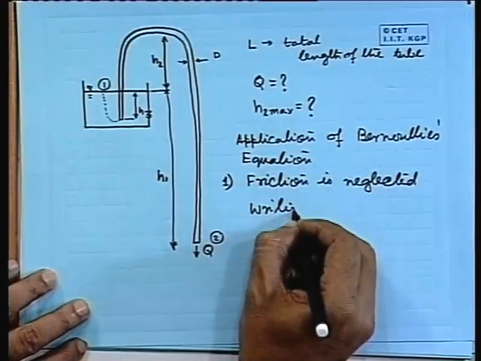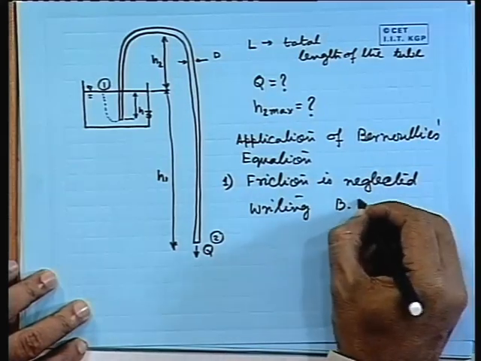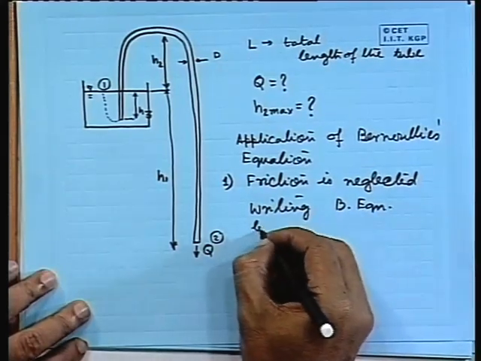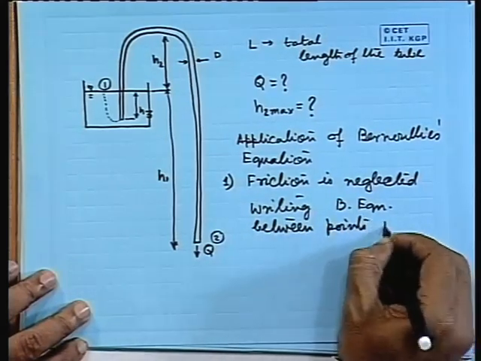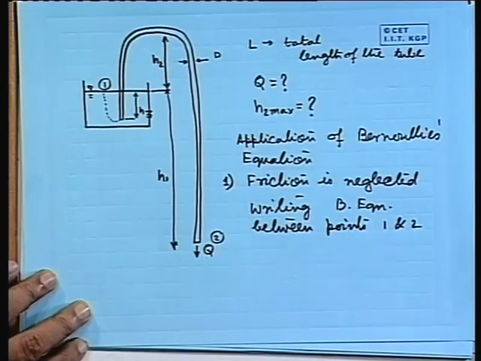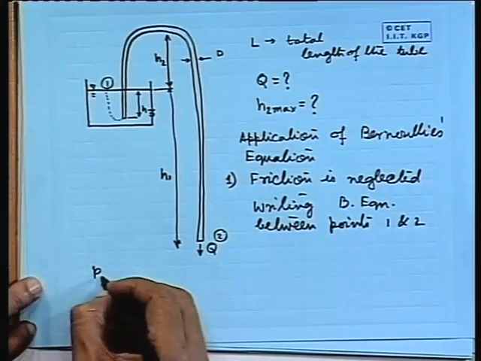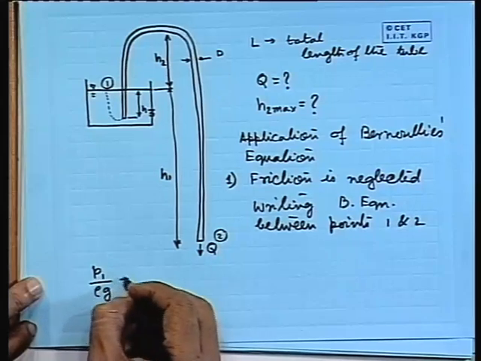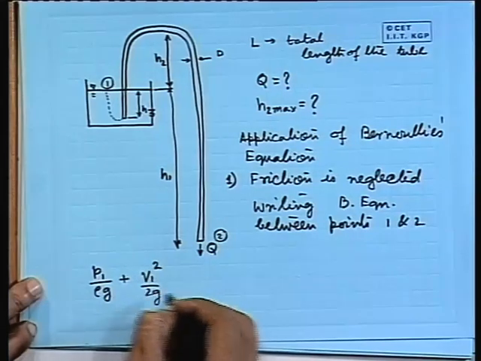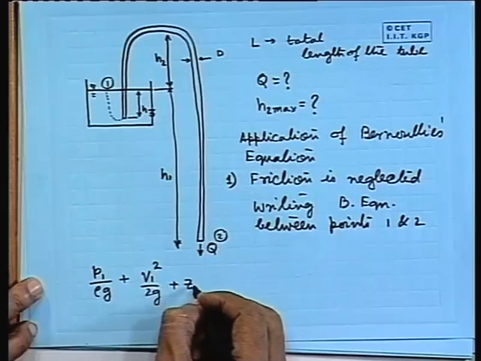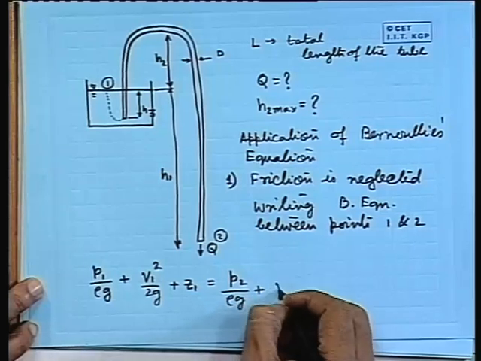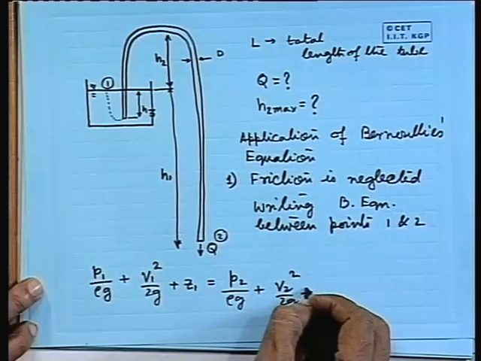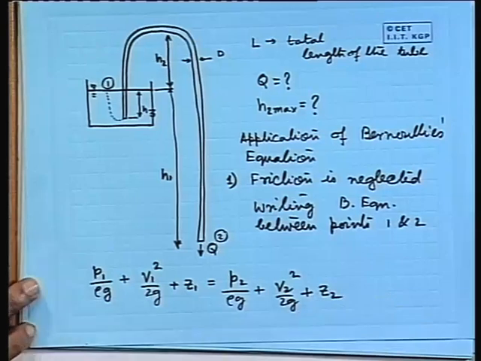Okay. I can write that also, that assuming that there is a streamline between point 1 and point 2, I am applying Bernoulli's equation. Obviously, because the fluid has to move, let us assume that a fluid particle is moving along this path, and between point 1 and point 2 I am writing Bernoulli's equation. So, writing Bernoulli's equation between points 1 and 2, I can write P1 by rho g plus V1 square by 2g plus Z1, that is equal to P2 by rho g plus V2 square by 2g plus Z2.